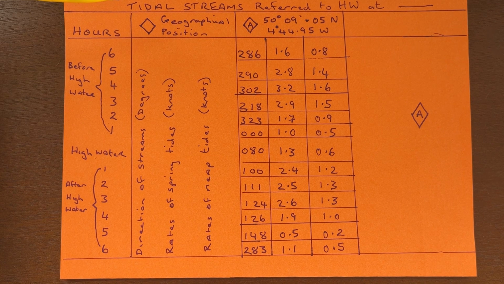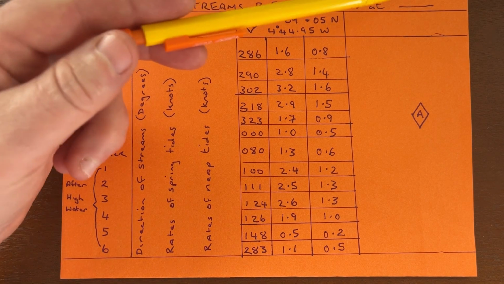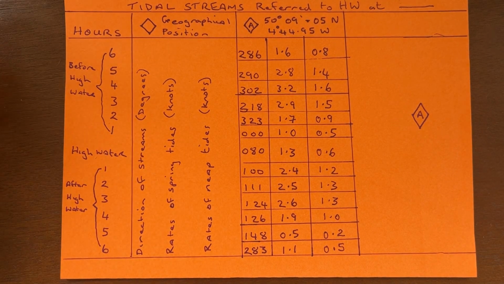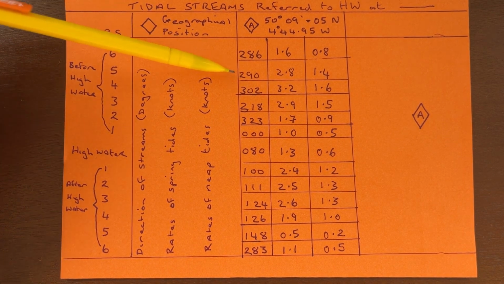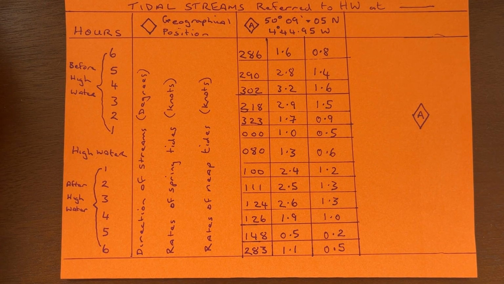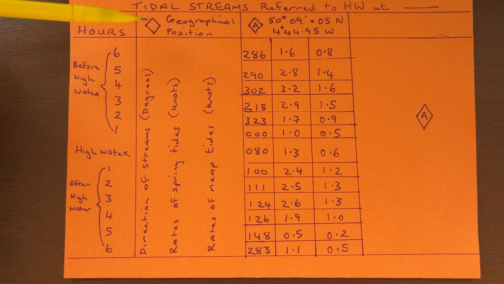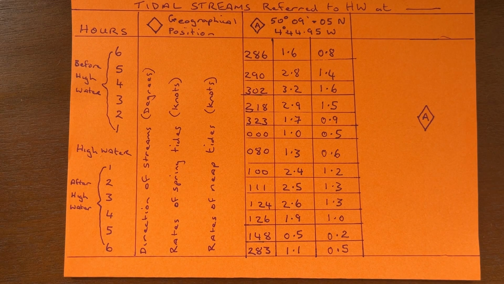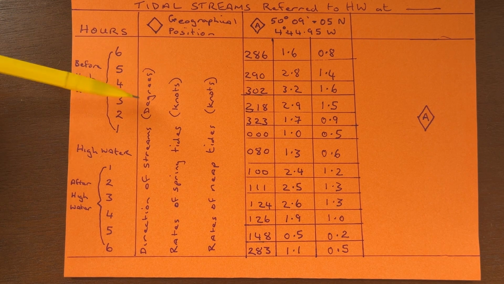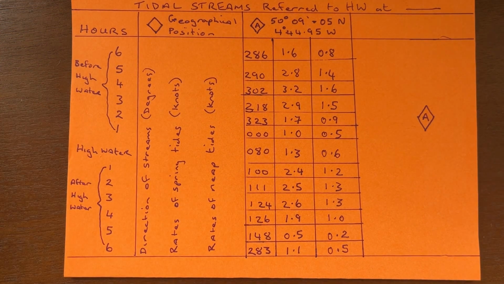And your tidal diamond tells you the tidal streams referred to at high water at whatever your standard port is that you require this information for. Regarding high water at your standard port, you need to check what times the high water is at that standard port in order to apply it to your tidal diamond information. With this information, you can extrapolate what direction and speed your tidal flow will be with you or against you at differing times of the tidal arc.